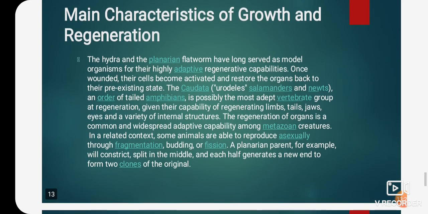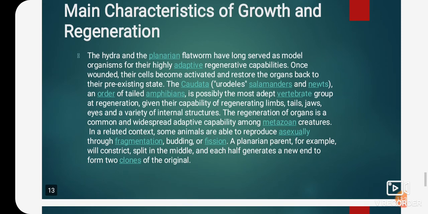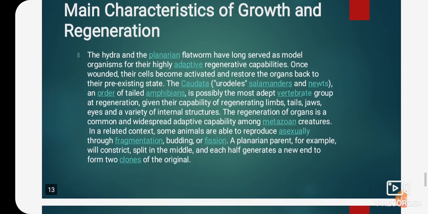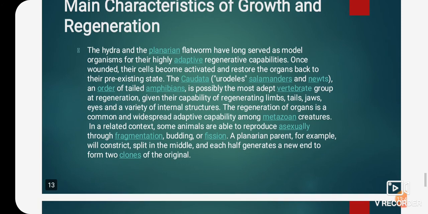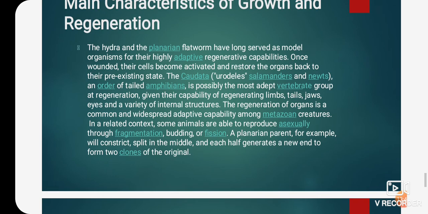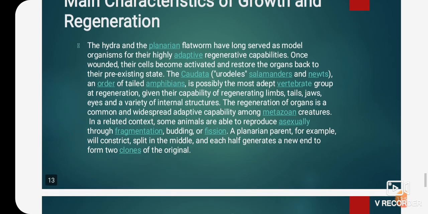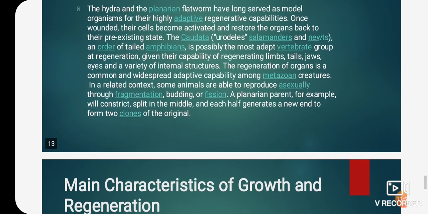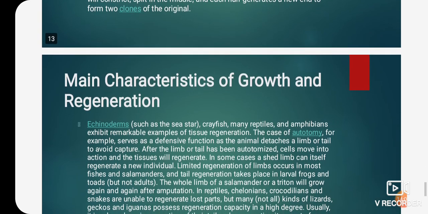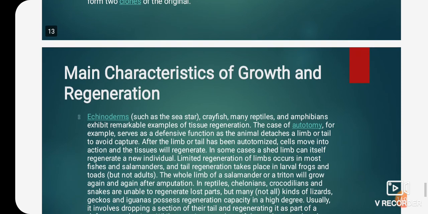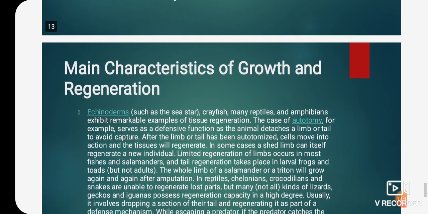The regeneration of organs is a common and widespread adaptive capability among metazoan creatures. In a related context, some animals are able to reproduce asexually through fragmentation, budding, or fission. A planarian parent, for example, will constrict, split in the middle, and each half generates a new end to form two clones of the original. So, students, echinoderms such as the sea star, crayfish, and many reptiles and amphibians exhibit remarkable examples of tissue regeneration.